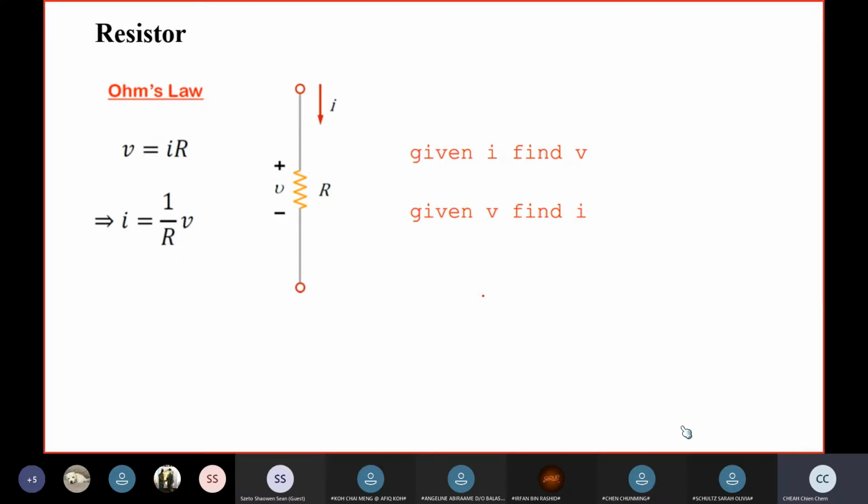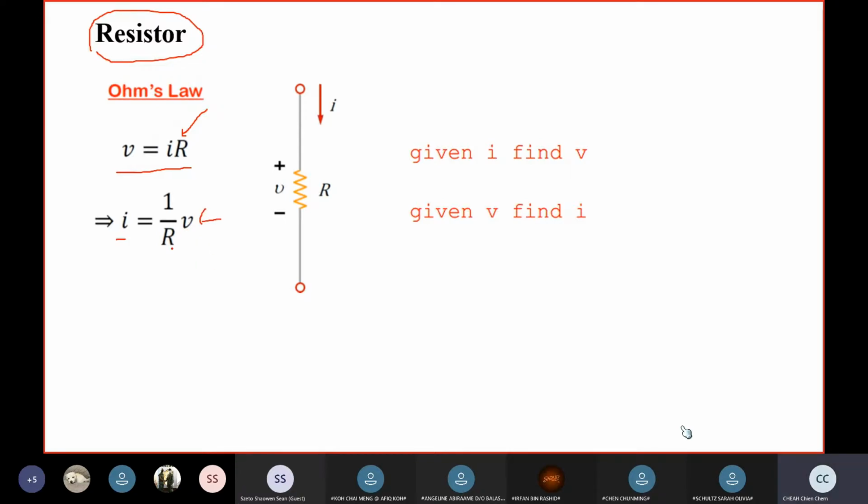Okay, let us look at the resistor component first, which we have done many times in the past two tutorials. Ohm's law, V equal to IR. You can interpret this equation this way: given I, you use IR to find V. We can also put this equation this way: I is equal to V over R. It means, given voltage, divide by R, you can find I.